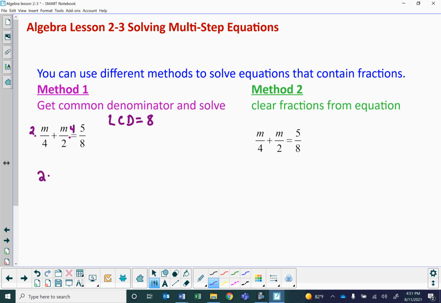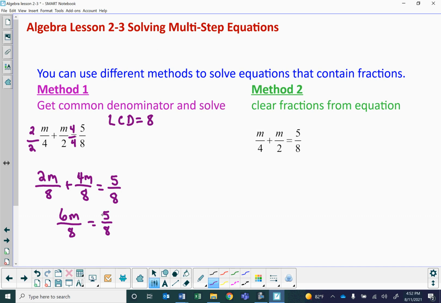So this becomes 2m over 8, because I multiplied by 2 over 2. And this is 4 over 4. So this is going to be 2m over 8 plus 4m over 8 is equal to 5 over 8. So now we have a common denominator of 8. Okay, so 2m plus 4m is 6m, so I have 6m over 8 is equal to 5 over 8.